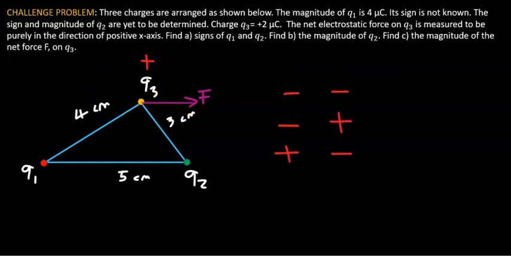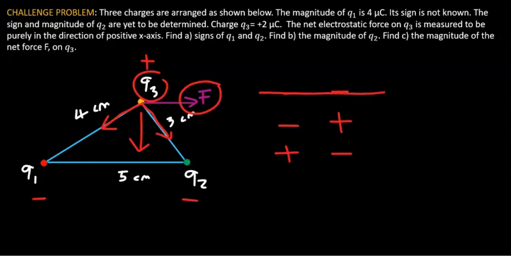Let's look at the second possibility, both being negative charges. What that means is Q1 would attract Q3 towards it, like that, and Q2 would attract Q3 along that direction, towards Q2, which also indicates a net force on Q3 along negative y-axis direction. Again, we know since the net force on Q3 is purely horizontal, that cannot be as well.